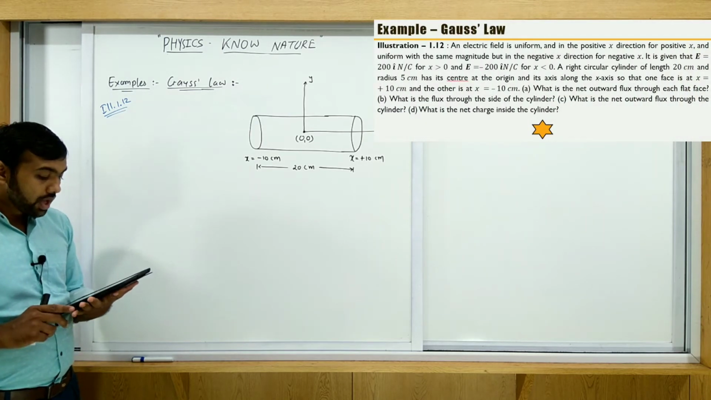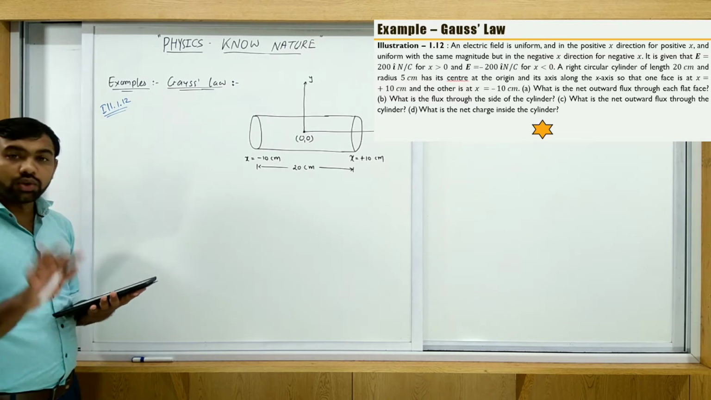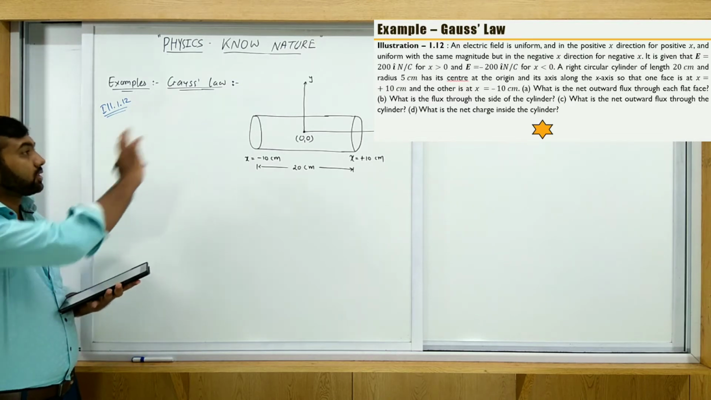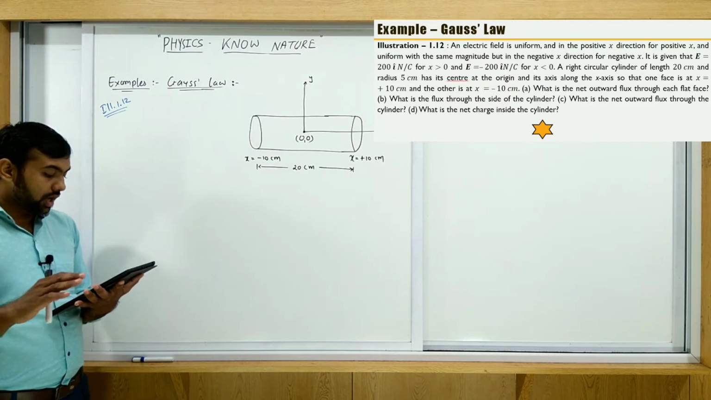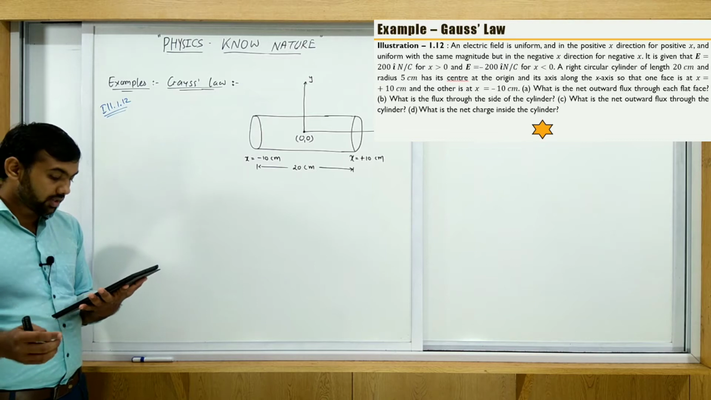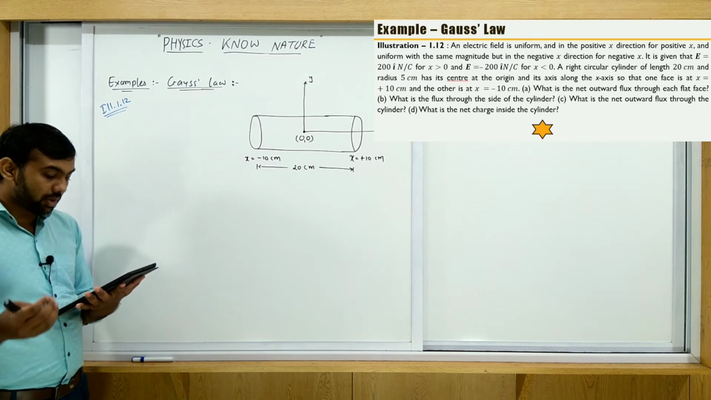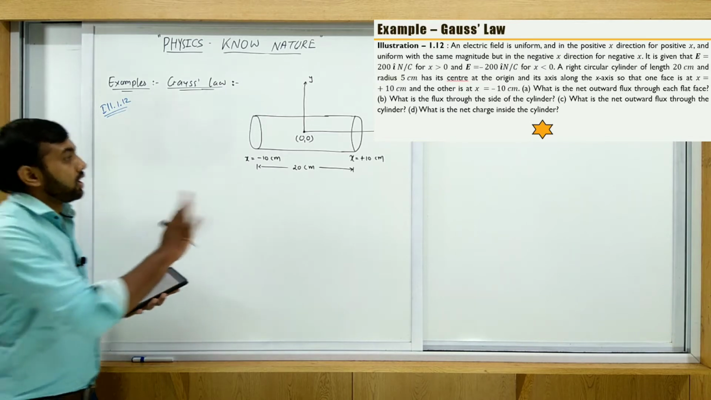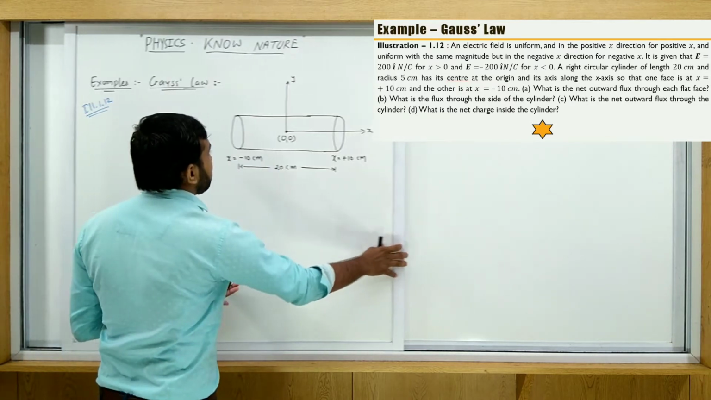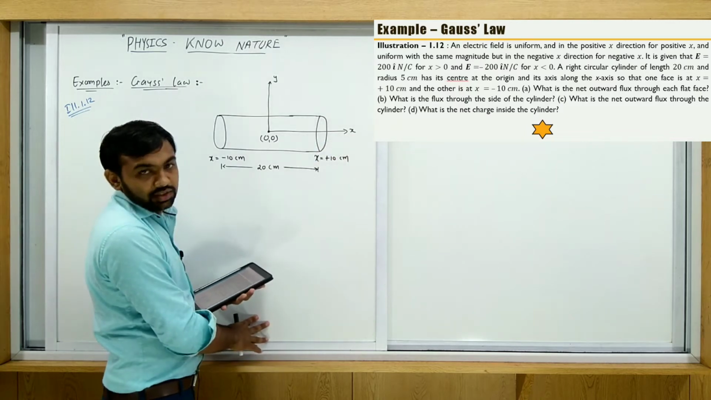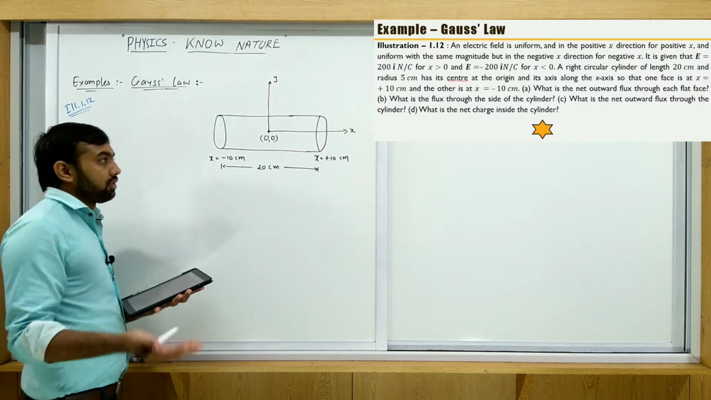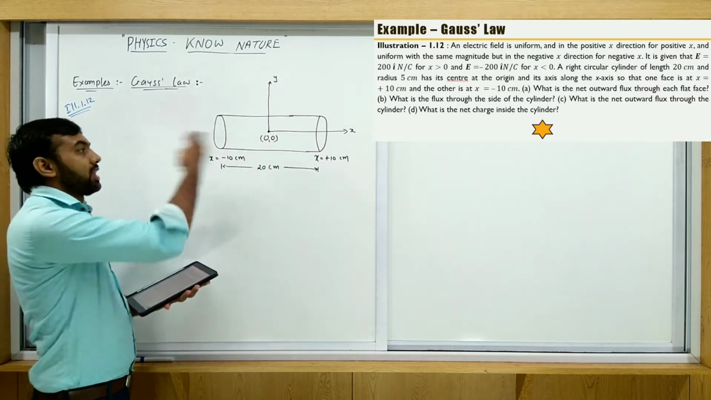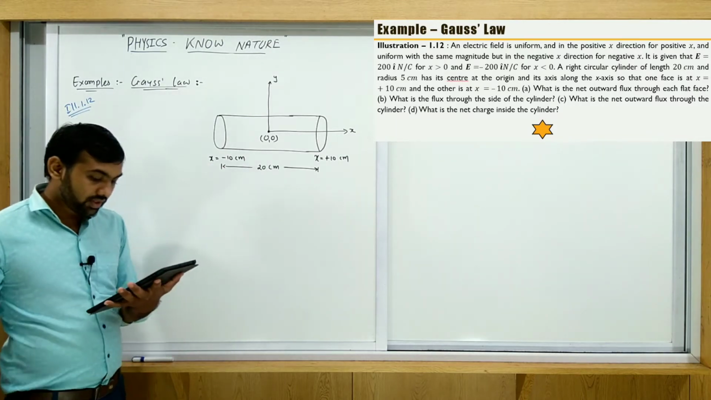See, a uniform electric field is present wherever this figure is given in the problem. It is positive along the x direction for positive x, and uniform, the same in magnitude, but for the negative x direction it is negative. If you consider the positive x direction in this figure, then the electric field is positive. If you consider the negative x direction, then the electric field has the same magnitude but the direction is opposite, negative. This type of case is given.